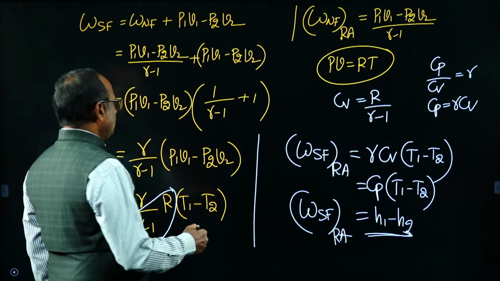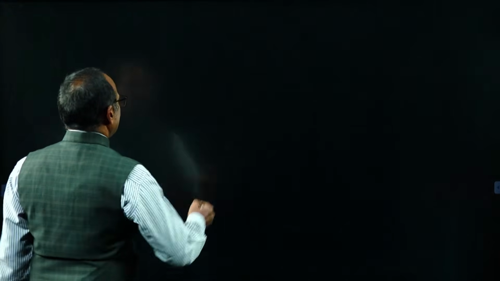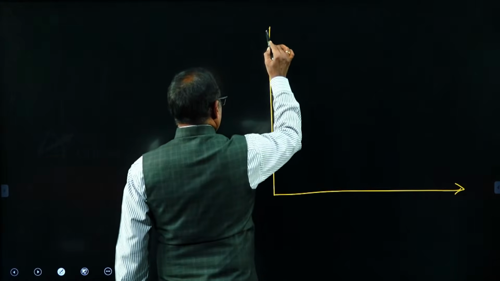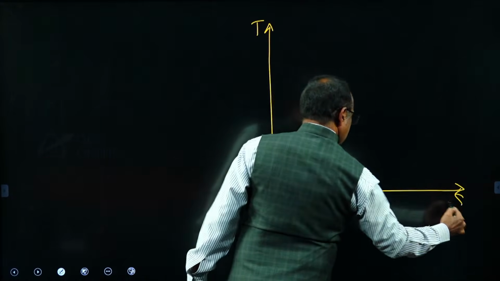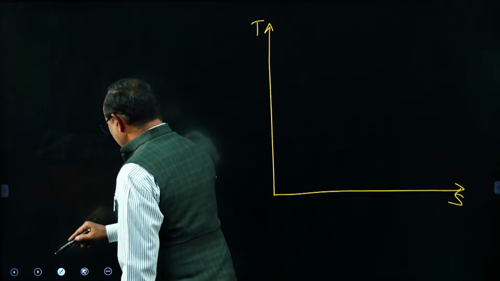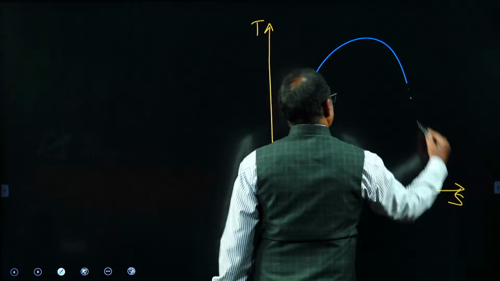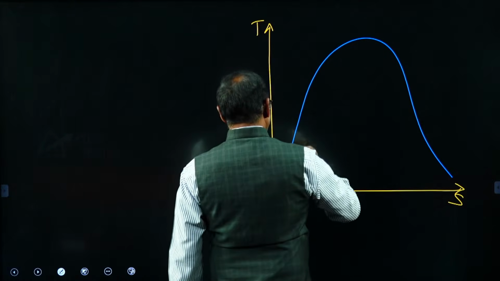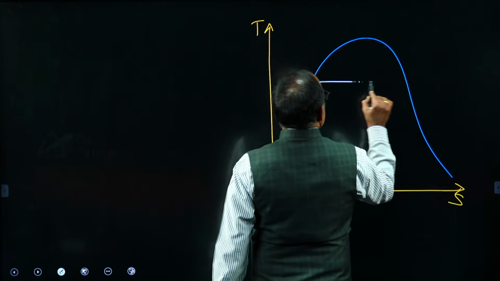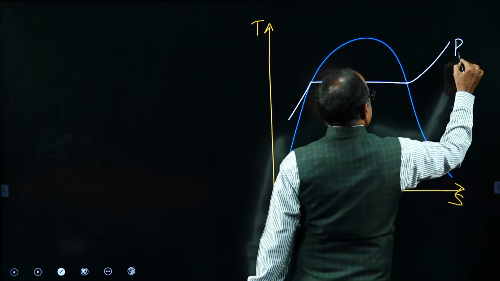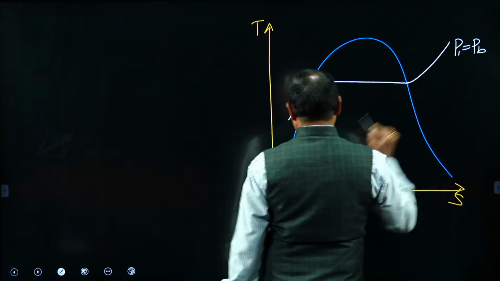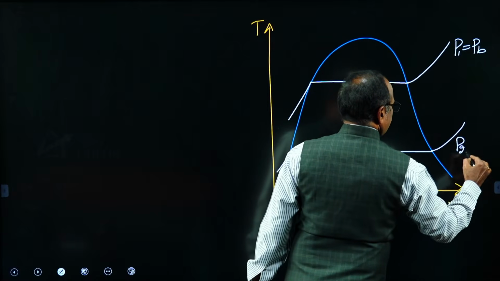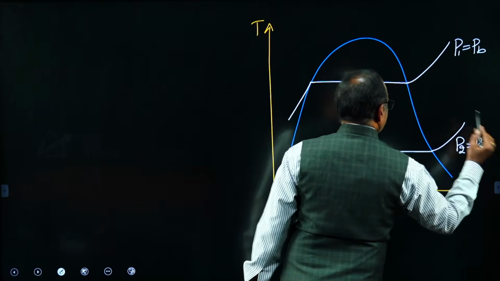It is like this. If you look at the TS diagram, temperature versus entropy diagram for a thermal power plant, the saturation dome. Look at the saturation dome. This is the saturation dome. Thermal power plant is working on the Rankine cycle. Rankine cycle has two constant pressure processes, P1 equal to boiler pressure and P2 equal to condenser pressure.